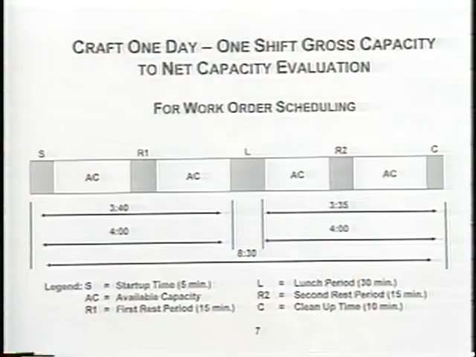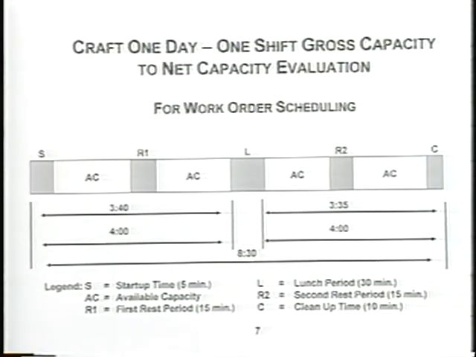Now, on the next page, number 7 and 8, what I've done here is to provide you with what I call a bar or a Gantt chart. Gantt is G-A-N-T-T, and I've taken one craft day, one shift, and we're going to go from gross to net, and I have all of the data elements defined on page number 7.